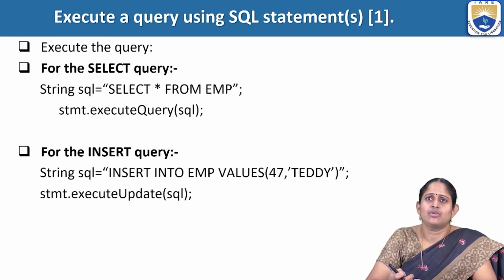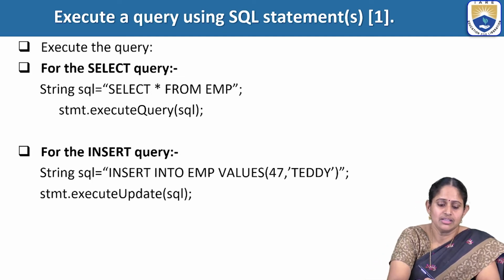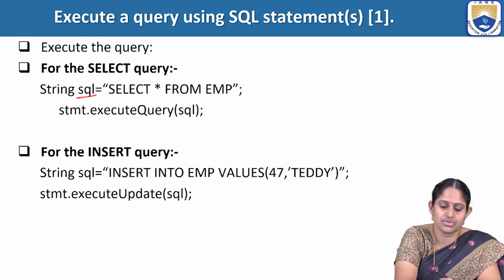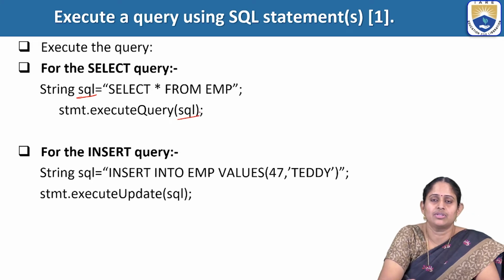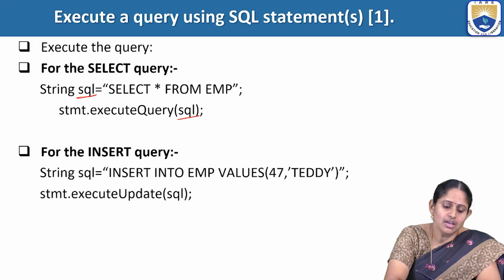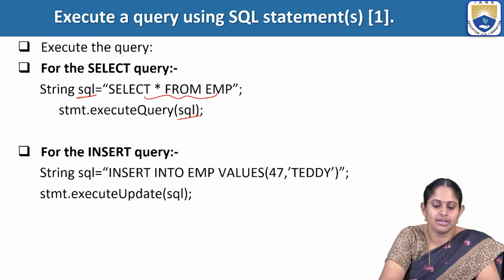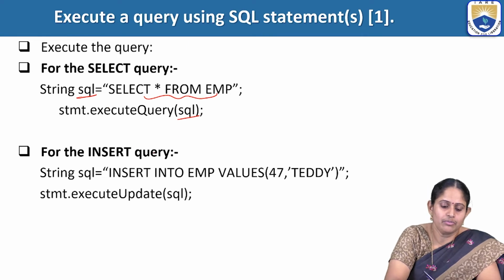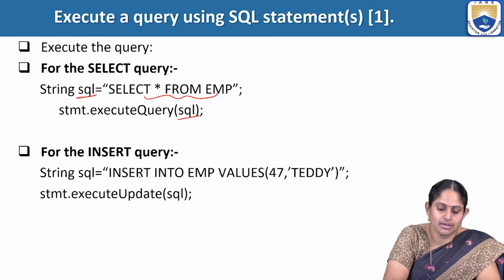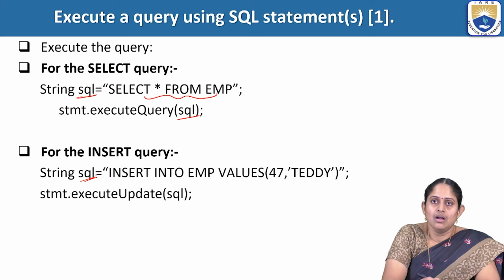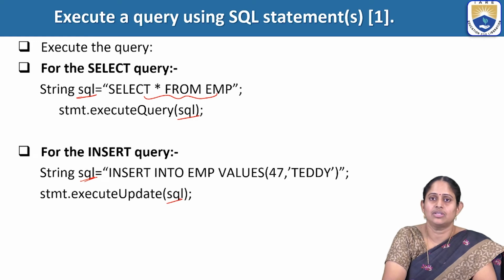Now, after this, we can go for execution of the SQL statement. If we are executing a select query, first we have to write the query and store it in a string object, and then pass that as a parameter to the executeQuery method. Same way, if we want to make use of an insert statement, then we again create a string object with that query and then pass it as a parameter to the executeUpdate method.